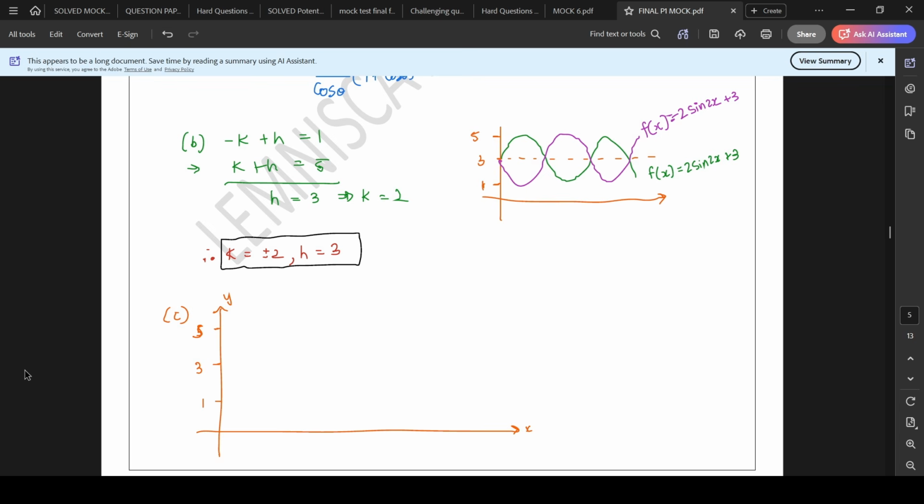But I'll also need to write my x values in this case. So it is 0, then maybe pi by 2 somewhere over here, and a pi over here. Please note that I need to draw a complete cycle over here. So how will a complete cycle look like? It will look like this. At pi by 2, it has to be 0, I mean 3. And at pi again, it has to be 3. It will start from here.